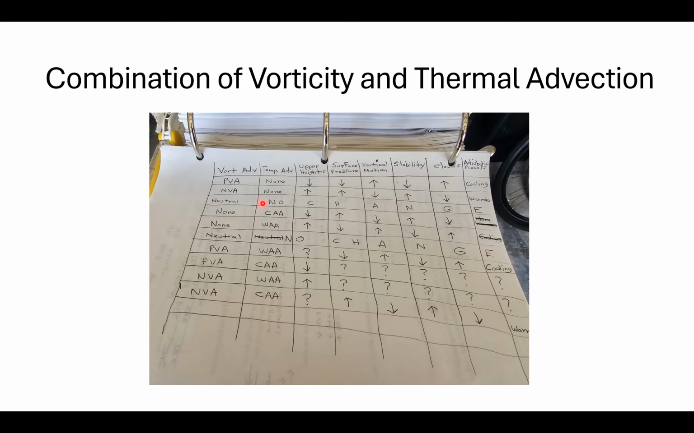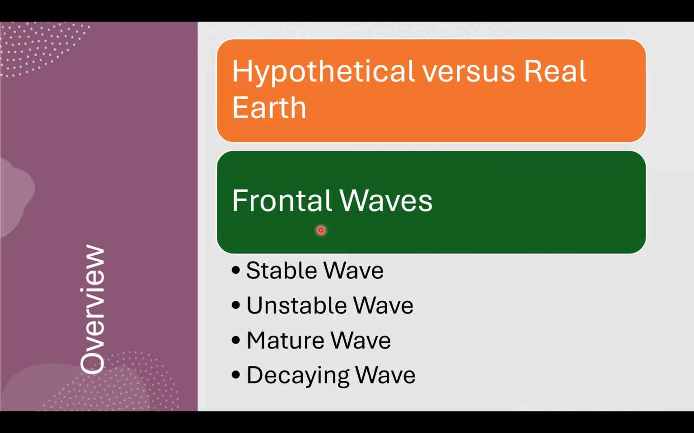If we have neutral vorticity advection and no temperature advection, we get no change to any of these parameters. Again, no change. So in general, this is a nice chart. It's a summation to kind of think about, hey, what happens when I have these different combinations of vorticity advection and temperature advection? All right, so now let's go into tonight's training.